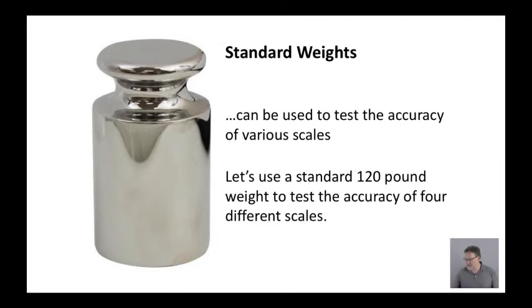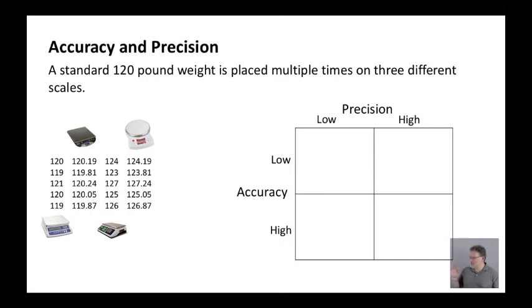So let's take a look at this, and on the left I want to show you here, I'm showing you the results of 4 different scales where we placed a standard 120 pound weight on each one of those scales and actually did 5 different trials. We put the weight on it, we took the weight off, we put the weight on, we read the weight, we took the weight off once again, put it on a third time, read the weight, pulled it off again, did it 2 more times. So we got a total of 5 weight values from the scale, from each one of these 4 scales here.